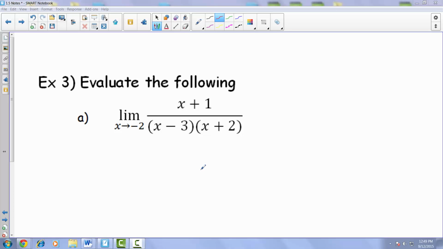Here we're looking at example 3a from our 1.5 notes. We're asked to evaluate the following limit, and as we can see in this function, everything is already factored for us. Unfortunately, nothing can cancel.